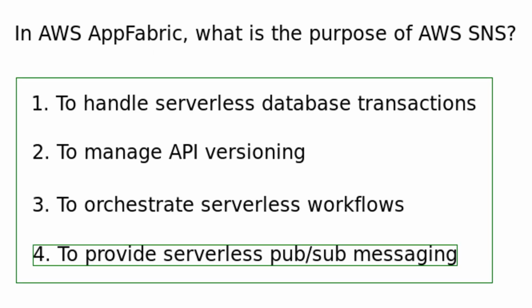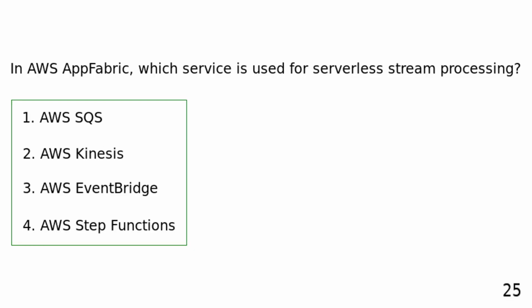AWS Simple Notification Service in AppFabric offers serverless pub/sub messaging, enabling event-driven architectures by delivering messages to multiple subscribers simultaneously. In AWS AppFabric, which service is used for serverless stream processing? AWS SQS, AWS Kinesis, AWS EventBridge, AWS Step Functions.